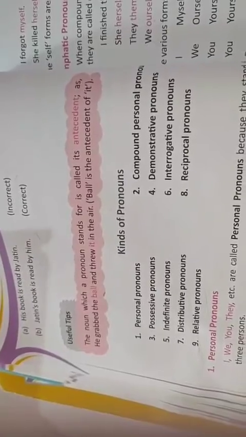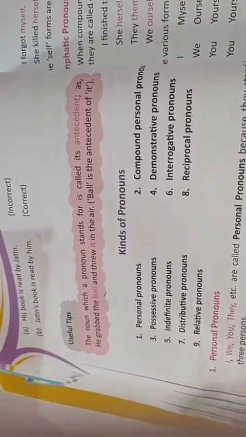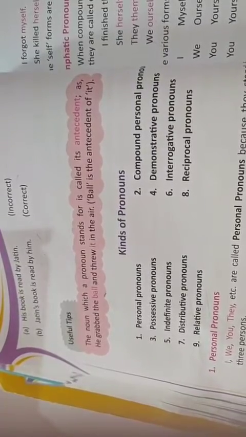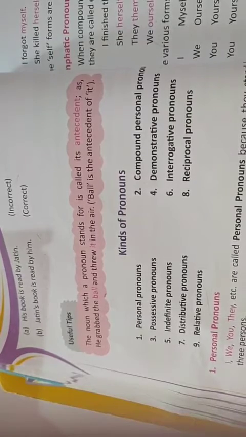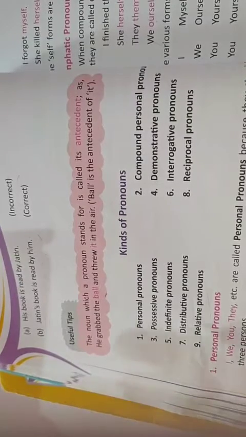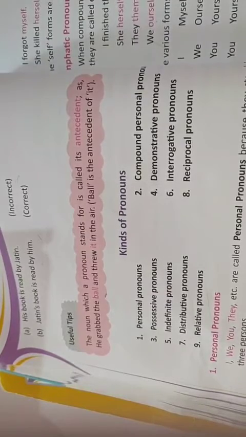The most important thing that we have to keep in mind is that the noun which a pronoun stands for is called its antecedent. Antecedent means what it is used for. That pronoun is used for which noun. So like in the example, he grabbed the ball and threw it in the air. So we are using it for ball. Ball is a noun and it is a pronoun. So ball is the antecedent of it.